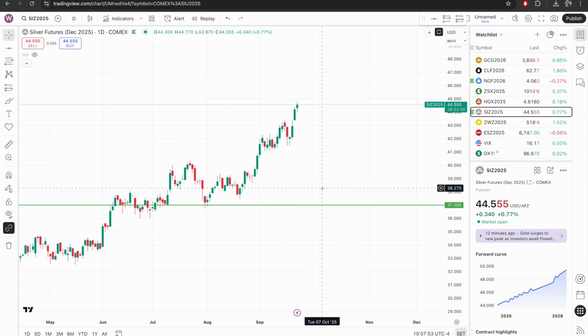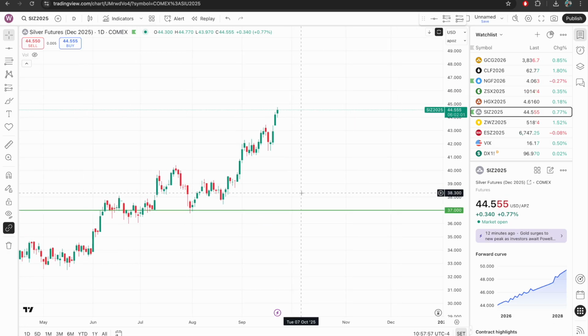So in this case, I would look for a short put. Now, what will be a good level to be looking at? I would probably look at level 37 because the probability of the price going all the way down here is really, really low.